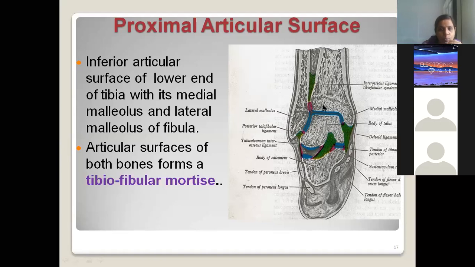That means the articular surfaces above, they are articulating with which bone? What is the name of this bone? We have talus. What is the name of this bone behind, the big one? Calcaneus. Calcaneum. Very good. One below the other, two bones we are seeing. One is talus and the other is calcaneum. Okay. Now, the articular surfaces of both bones form a connection which is called the tibiofibular mortise.